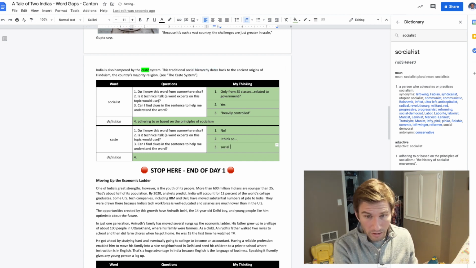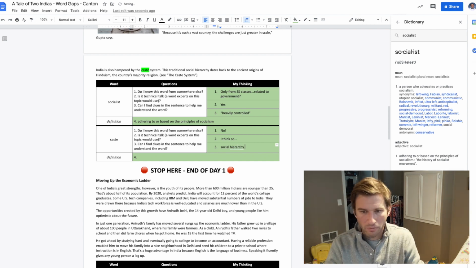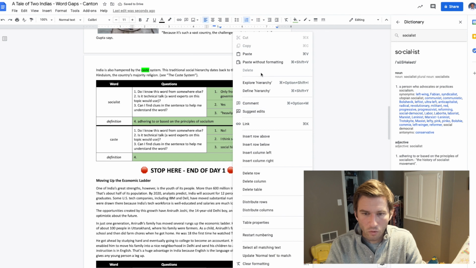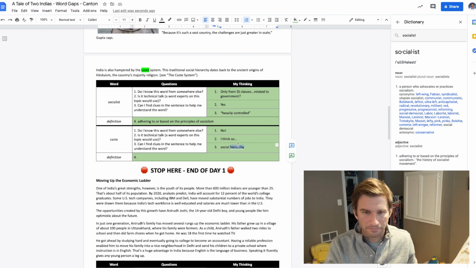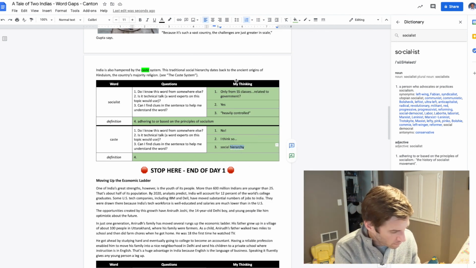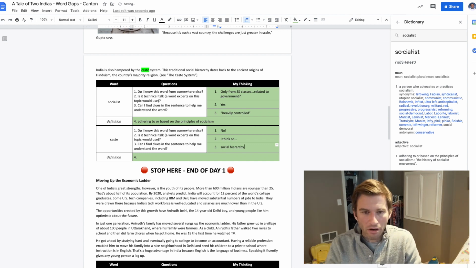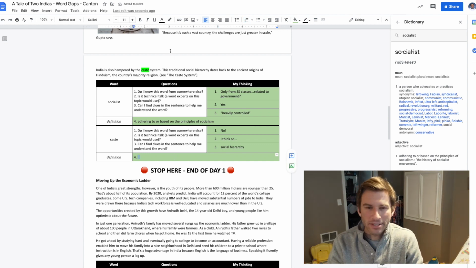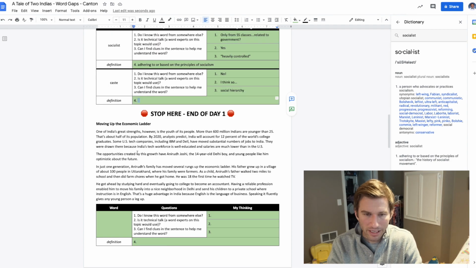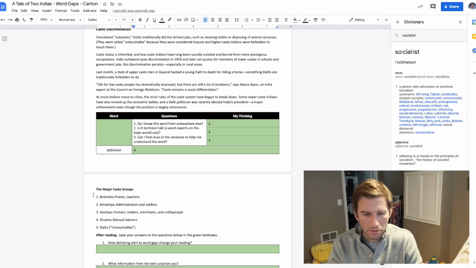Social hierarchy. So there are some words, some context clues that help us there, and then we also have where it says see the caste system, which is all the way down here at the bottom, for a little more info on it.